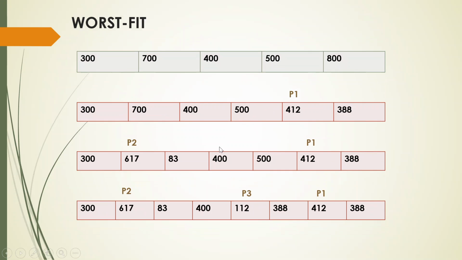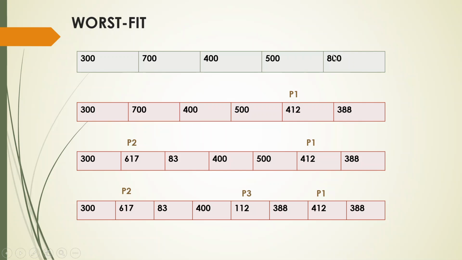And next and finally we are going to discuss worst fit. Here we'll check for the worst position, which is much larger than the process. So here the first process is 412. So we'll check if it can be placed at 300, no, 700. It is larger, but we have to check for the largest value in this free space. So here the largest value is 800.